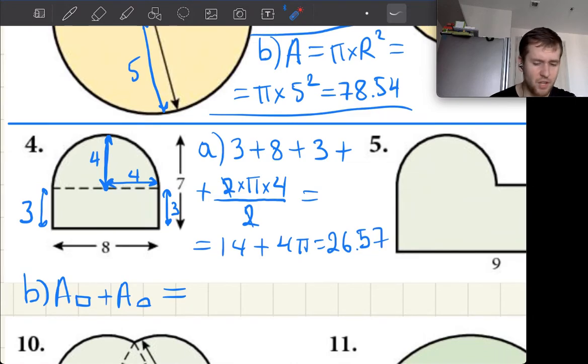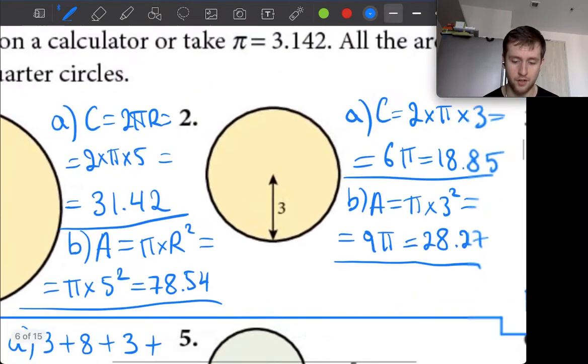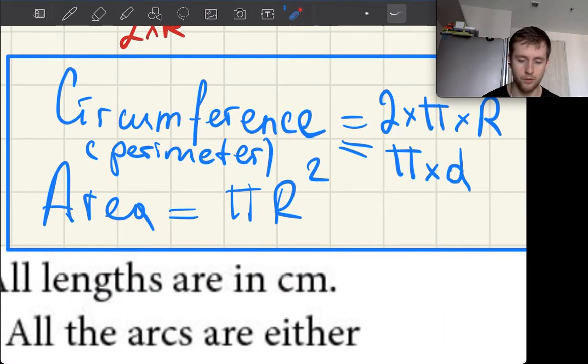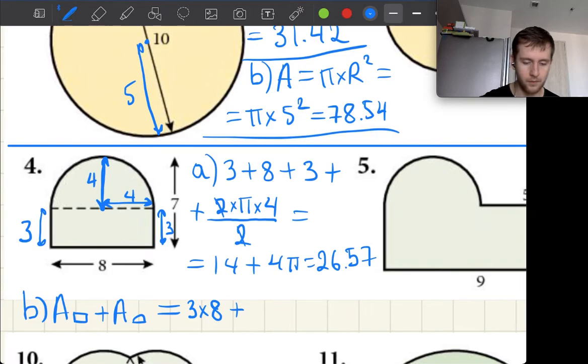So area of rectangle is quite easy to find. It's just this side times this side, so that's just 3 times 8. And then area of semicircle is going to be pi r squared divided by 2. So again, normal circle is just pi r squared, remember? Normally for a circle the area is pi r squared, but because we only have half the circle, we divide it by 2, this formula. Okay, let's do it. Plus pi times 4 squared divided by 2.